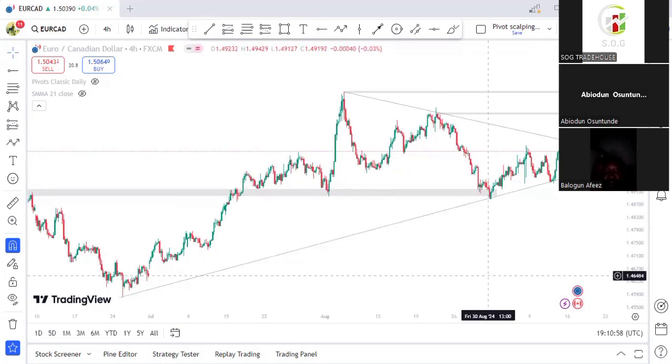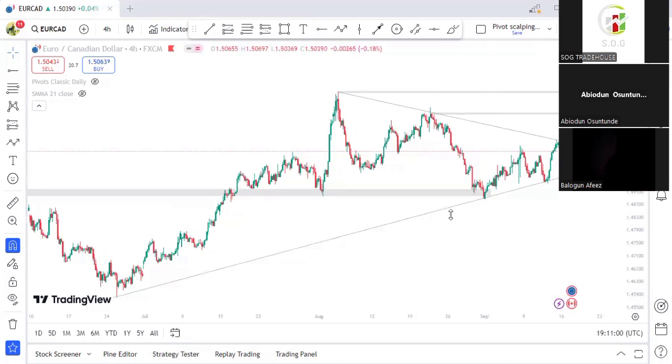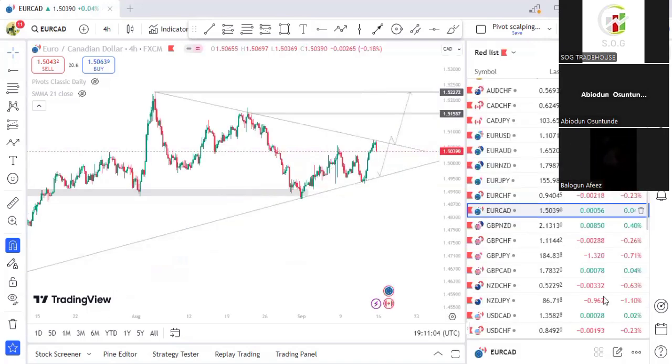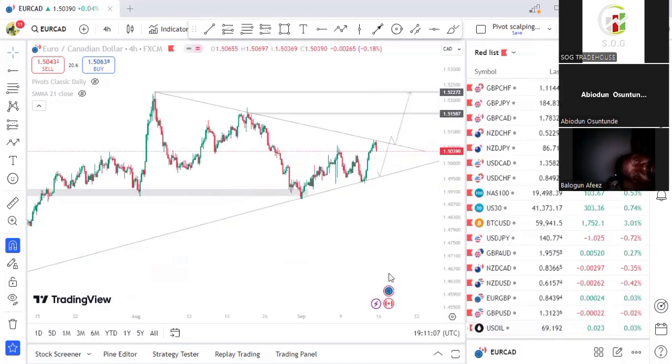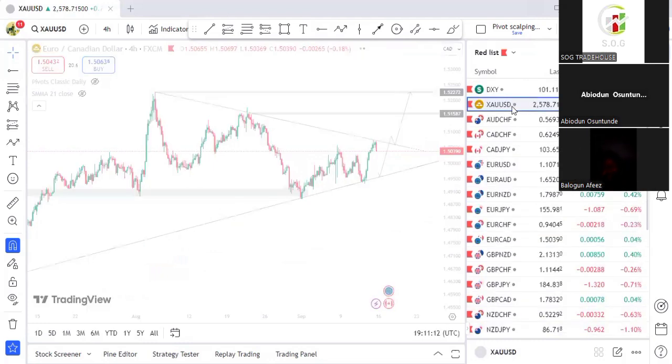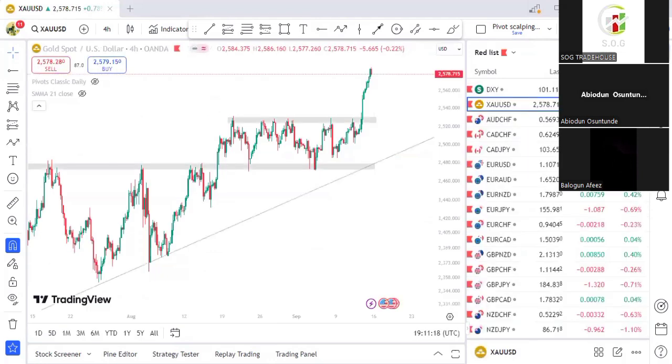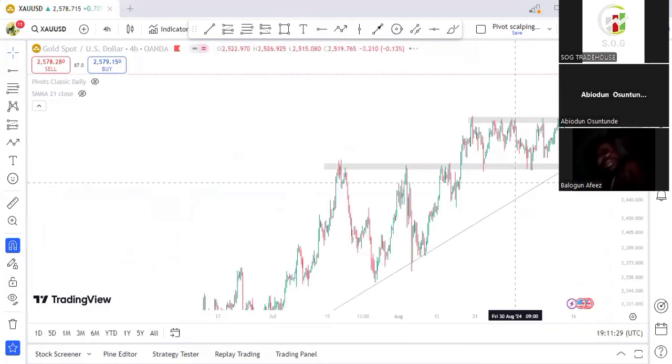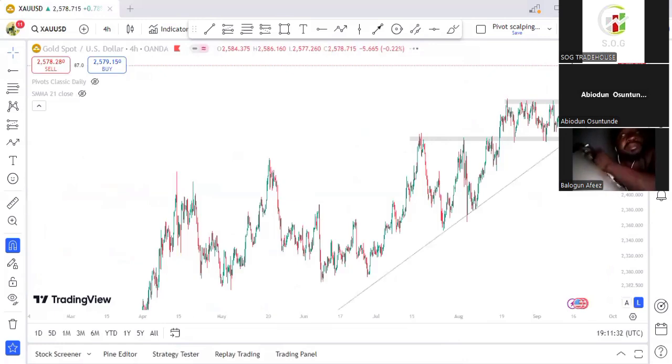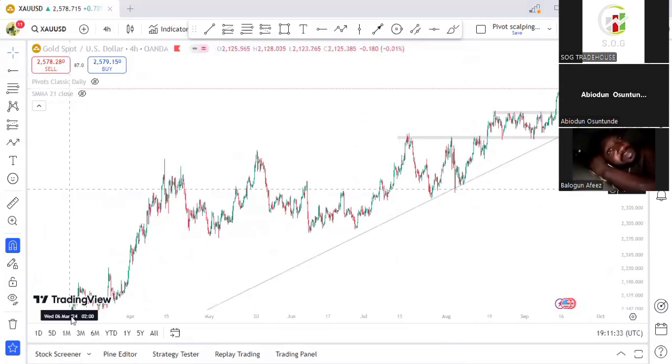All right, the next pair on my list is gold. So gold moved exactly as we analyzed it last week in the market breakdown. So it played out exactly as we analyzed it on the last market breakdown. So I will delete everything and start the analysis afresh.